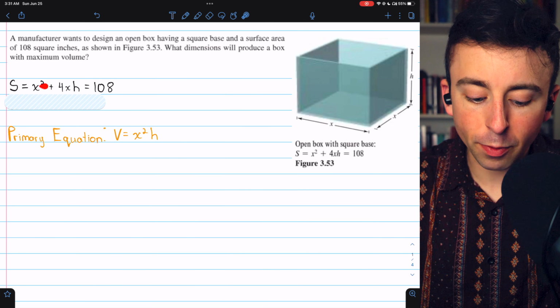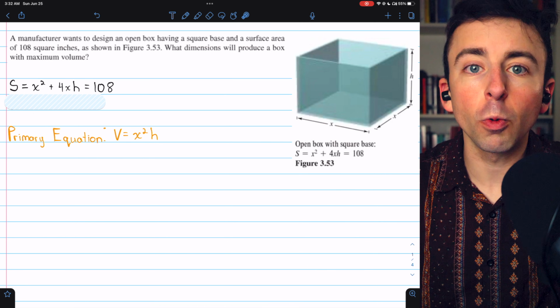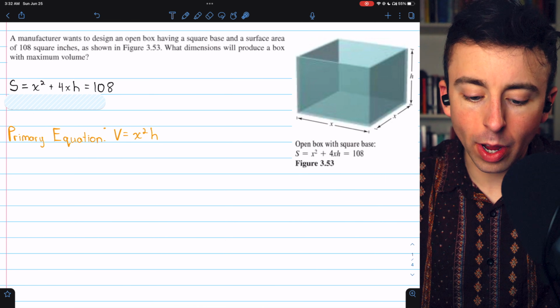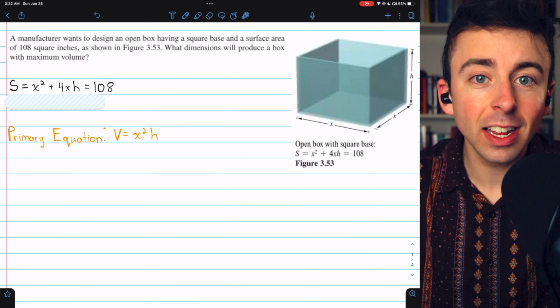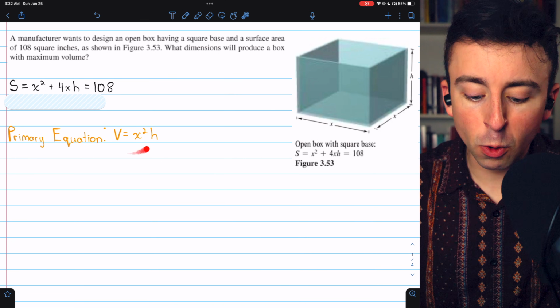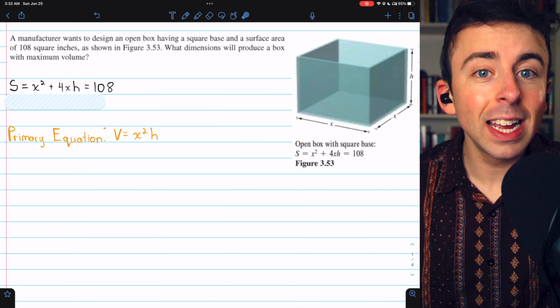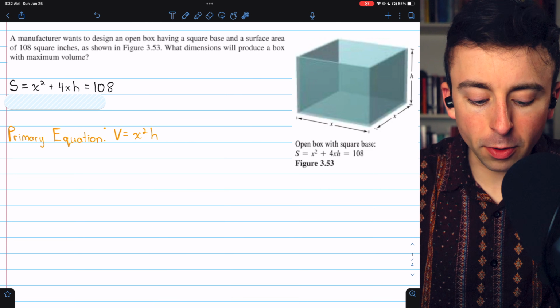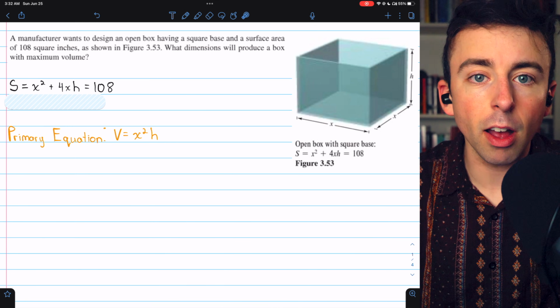This equation for surface area gives us a way that x and h relate. So if we solve this equation for either x or h, just pick whichever one is easiest, we'll be able to use that to rewrite the primary equation in terms of a single variable. And that's the next step. It will be easier to solve this equation for h than it will be for x. So let's solve for h.